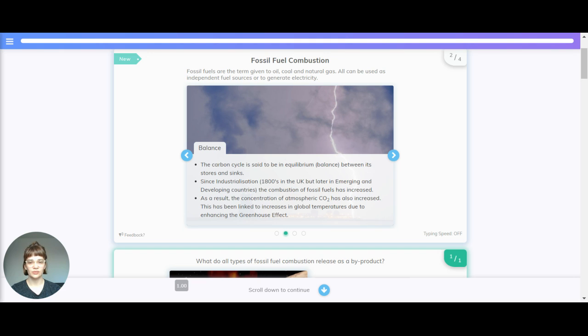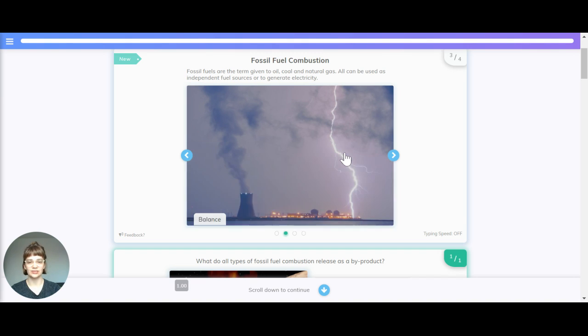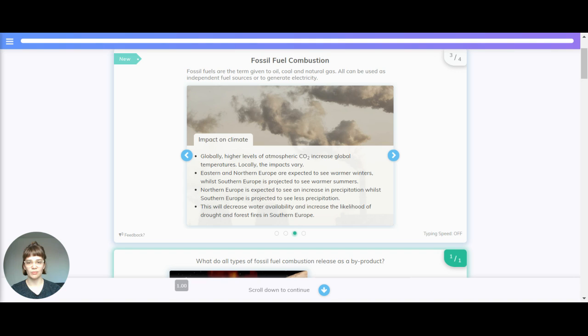Since industrialisation, which was in the 1800s in the UK, but later in emerging and developing countries, the combustion of fossil fuels has increased. As a result, the concentration of atmospheric CO2 has also increased. This has been linked to increases in global temperatures due to enhancing the greenhouse effect. Impact on climate. Globally, high levels of atmospheric CO2 increase global temperatures.